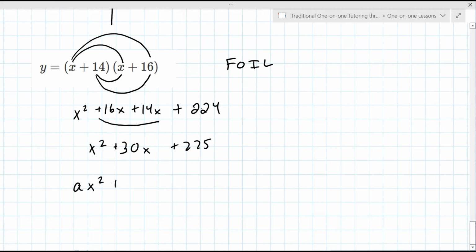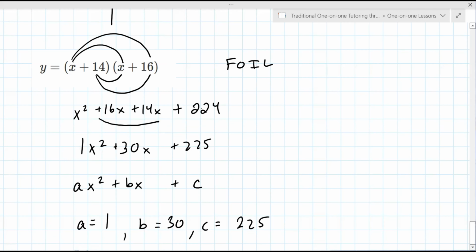The standard form of a quadratic is ax squared plus bx plus c. A is the number in front of x squared. What is the number in front of x squared that's not written? One. And how about the number in front of x, which is B? 30. And C is the other number, 225.